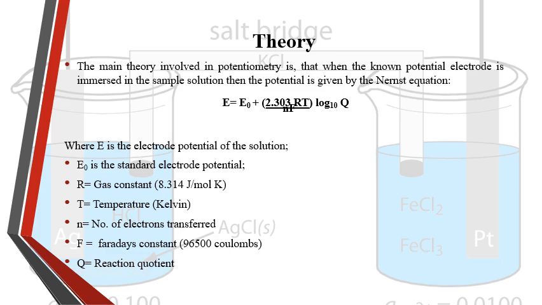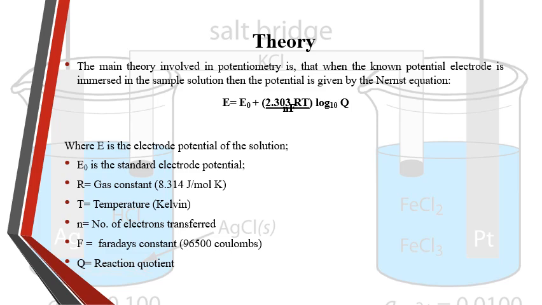The gas constant, R, is 8.314 joules per mole Kelvin. This is a physical constant that relates energy scale to temperature and is used in many equations in chemistry and physics. T, we all know, is temperature, which is measured in Kelvin. It is the temperature at which the measurement is taken. Temperature affects the movement of ions in solution, and therefore it affects the potential difference.